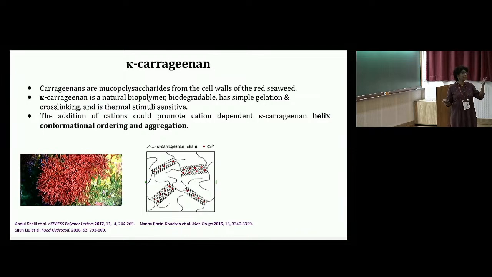At high temperature, this polymer is soluble, and as you cool the temperature, the random coils form helices, and then the helices aggregate to form a system-spanning gel. This has sulfate groups, so if you add cations to it, along with the temperature decrease, the kappa carrageenan molecules are going to aggregate to form gels of kappa carrageenan.